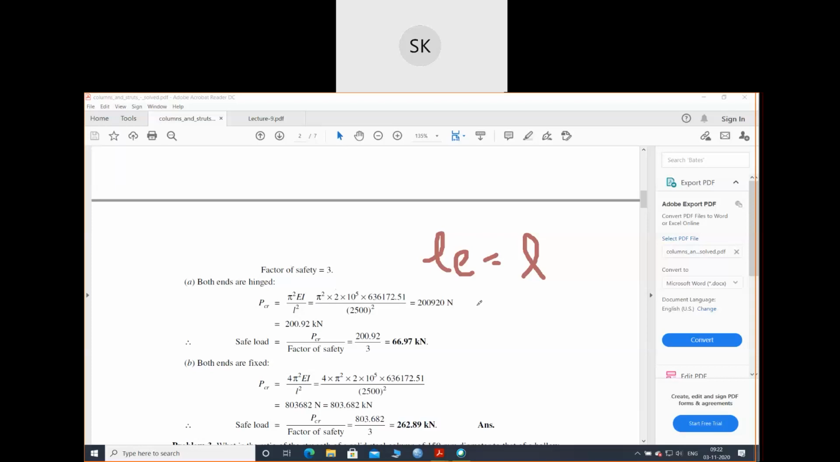Now we know the factor of safety. We have one formula: factor of safety is crippling load by safe load. We have been given FOS and we have found out the PCR, so we can find out the safe load. PCR divided by FOS will give you the safe load. You need to remember this formula. Rest, you have to place the values and you'll get the answer. So this one was easy.